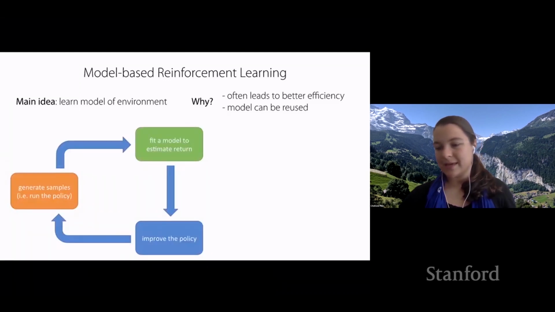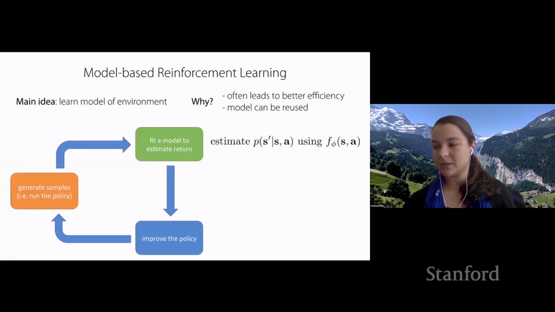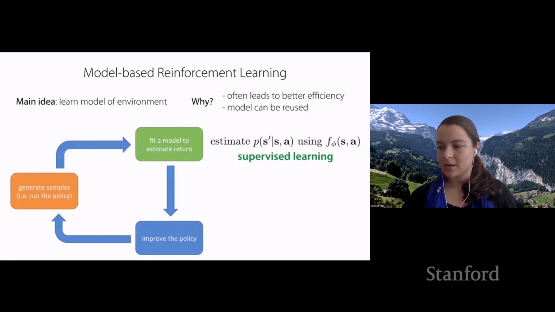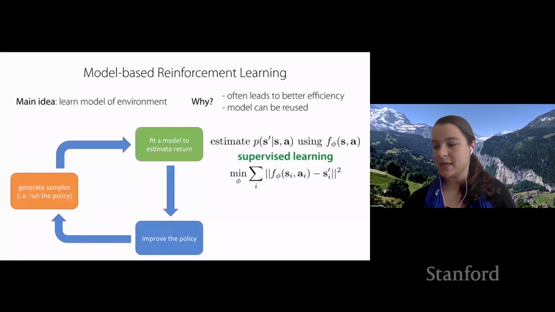In the context of the loop that we talked about before, when we're fitting a model, we are estimating the transition dynamics using some neural network. In the slides, I'll denote this as a deterministic neural network that predicts S prime from S and A. But in practice, this network may be stochastic in order to capture stochasticity in the real world. This comes down to a supervised learning problem, where you want to minimize the error between your predicted next state and the true next state.